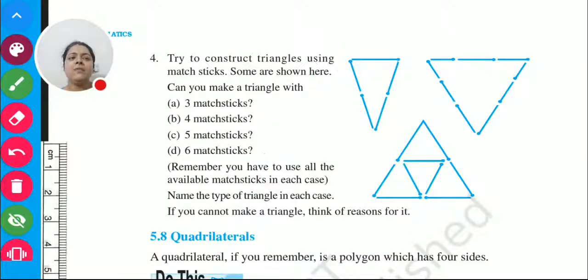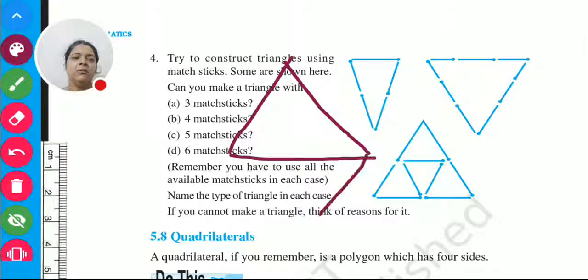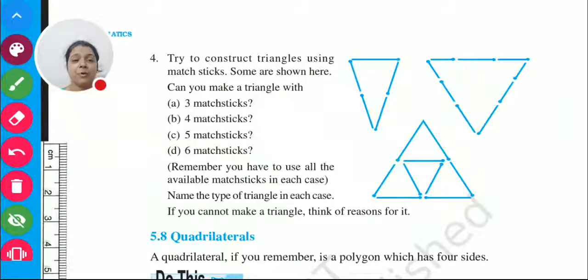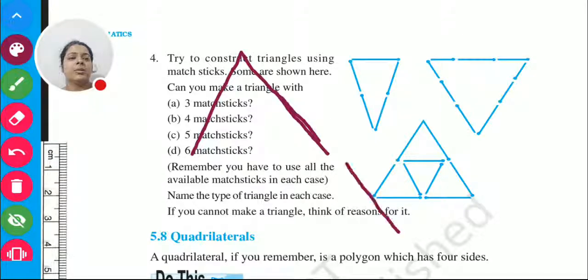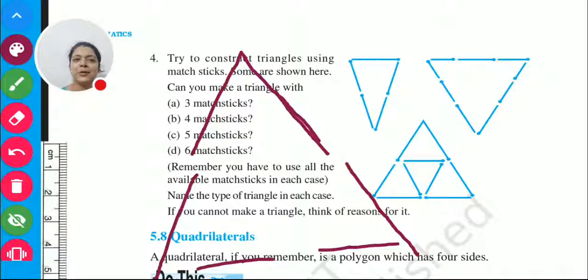Right? If you have 6 matchsticks, are you able to do that? Let's have a try. 1, 2, 3, 4, 5. No, I am not able to. Let's have a try once more. So if you have 1, 2, 3, 4, 5, 6. Yes, we are able to do that.